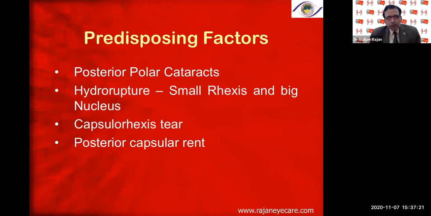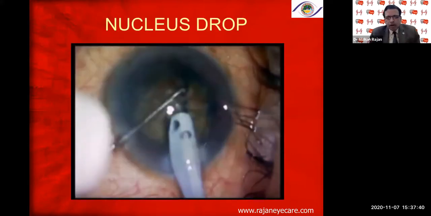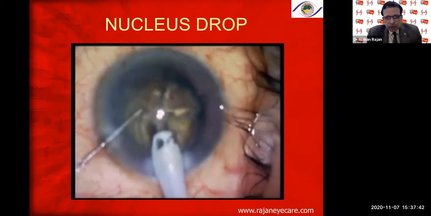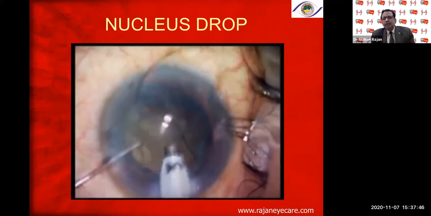More commonly, posterior polar cataracts, hydrorupture, when you have a small rhexis and a big nucleus, capsular tear which extends to the posterior, as I told you, the Argentina flag sign, or when you have a posterior capsular rent, the whole nucleus can go in. You can see here, this is a patient who had a dense brown cataract, probably had a hydrorupture. My assistant puts viscoelastic on the cornea, and you can see the entire lens disappears into the vitreous cavity.